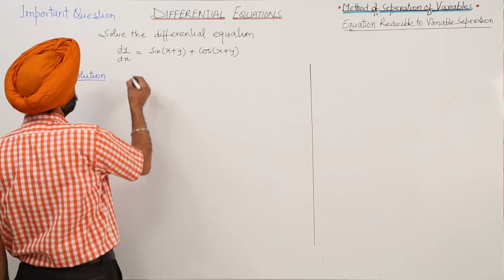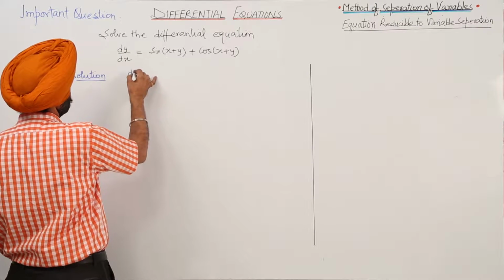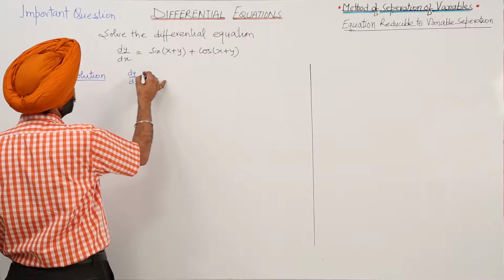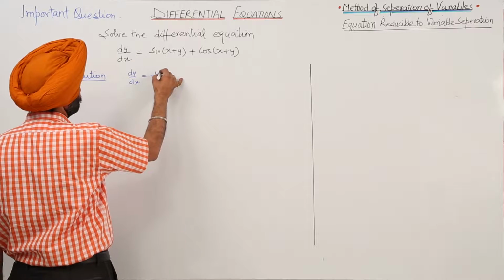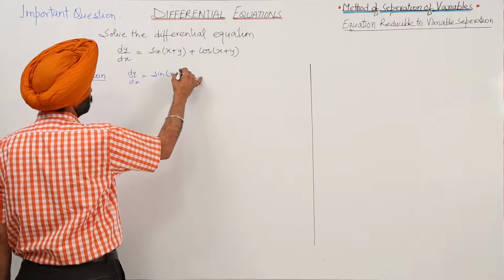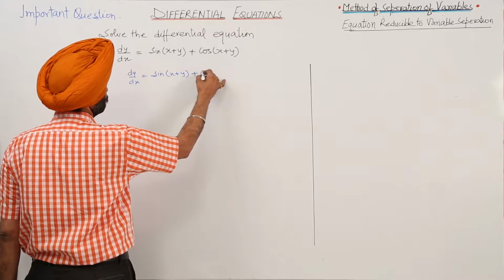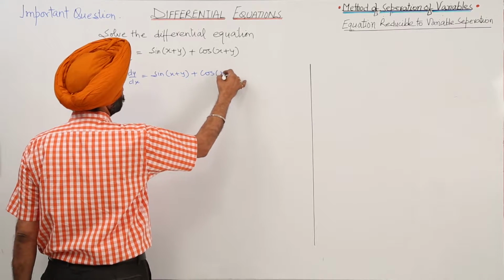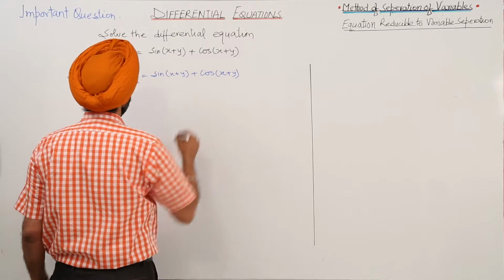A very important question. dy/dx is equal to sin(x + y) + cos(x + y). Now identifying the function we are having.